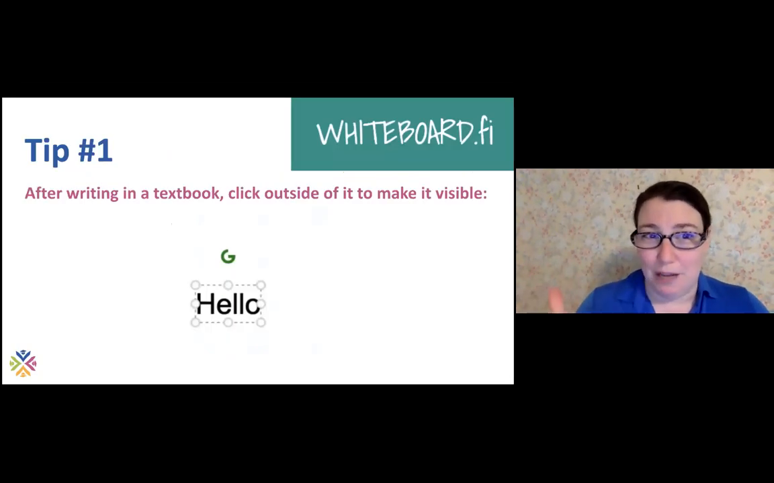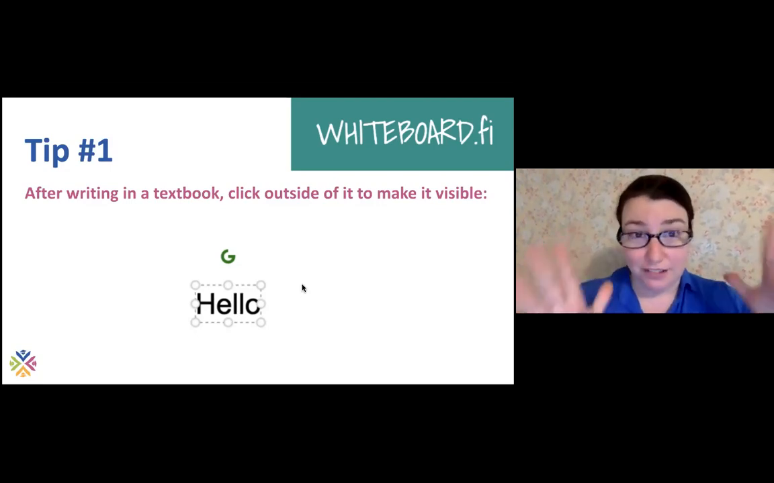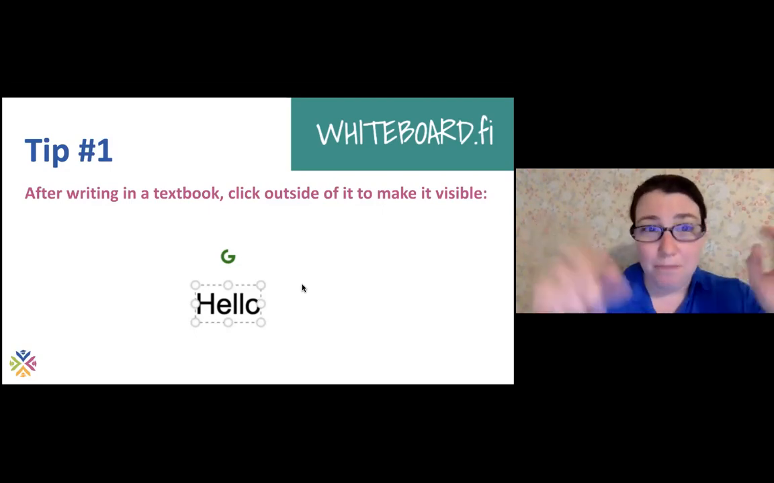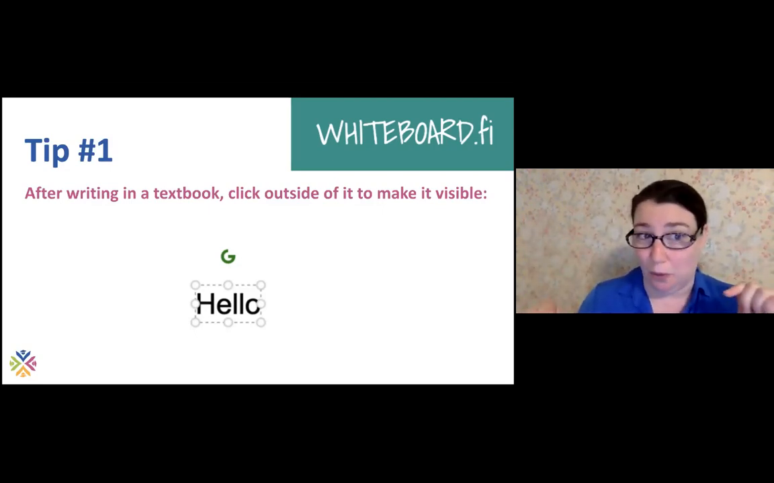So here are some tips. This is my number one. If you are writing in a text box, click outside of it to make it visible. It has this little handle and the dotted line. It's not showing to your students. You have to click outside of that. Similarly, when your students are writing something in Whiteboard.Fi, they have to click out of the text box too. If they don't, you can't see their work.